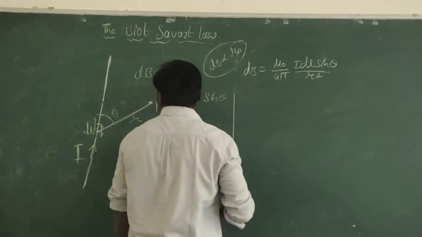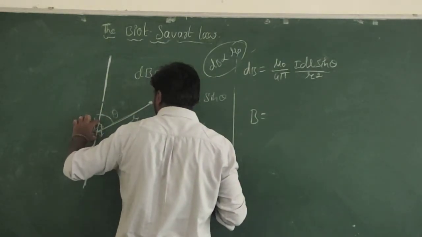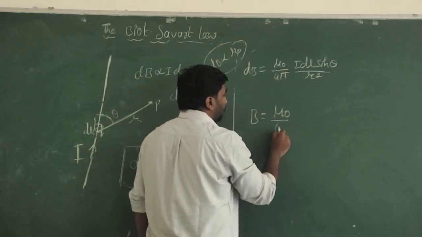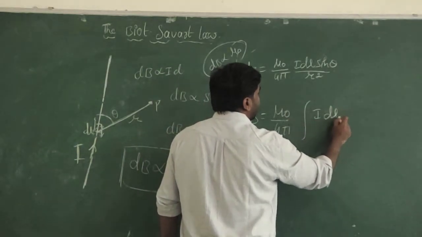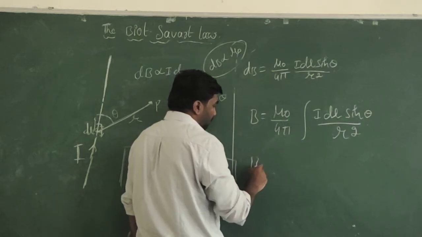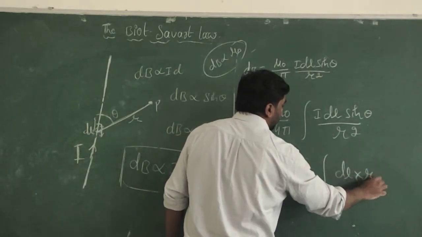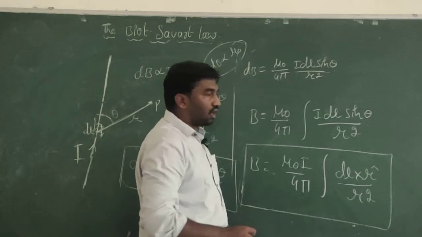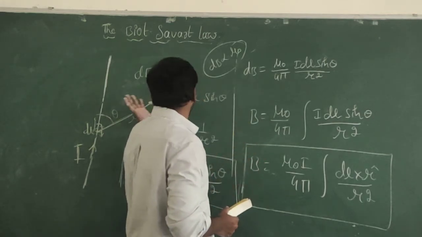Next, if we integrate all these current elements, then we will get the total magnetic field B, which is equal to mu naught divided by 4 pi, integrating with respective limits, integration I dl sin theta divided by r square. In vector form we can write this as B is equal to mu naught I divided by 4 pi integration dl cross r cap divided by r square. So this is the expression for Biot-Savart's law, given to understand the properties of the magnetic field produced by this steady current.